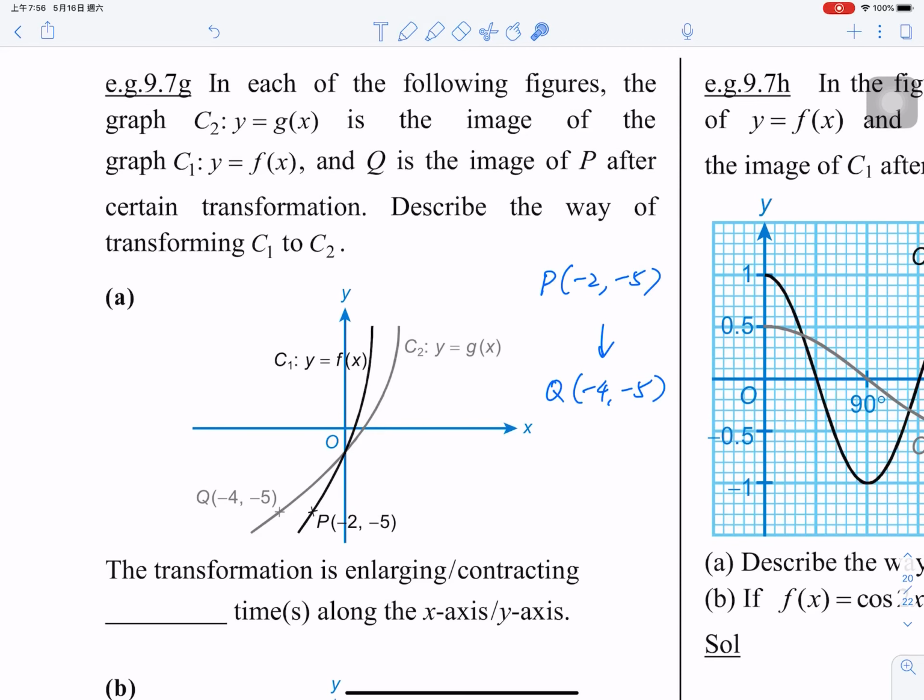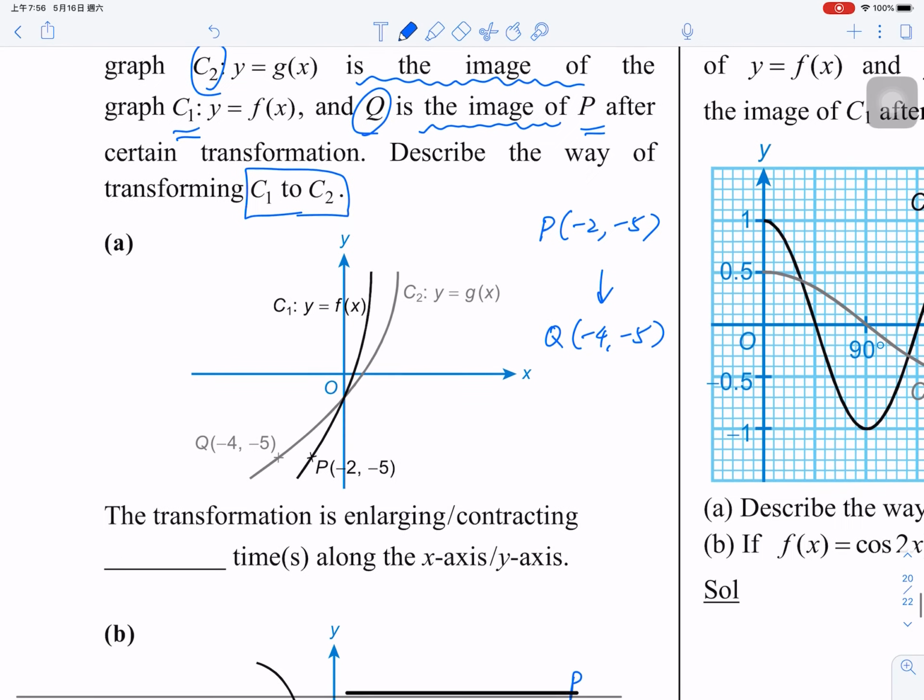9.7g. Let's have a look. In each of the following figures, the graph C2 is the image of C1. Okay? That means Gx is the image of Fx, and Q is the image of P after certain transformation. Describe the way of transforming C1 to C2. C1 to C2. That means the point P to Q.